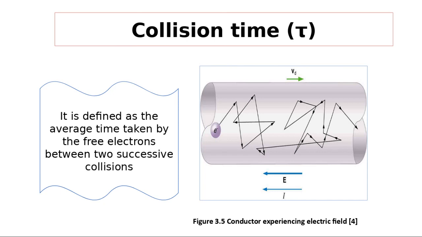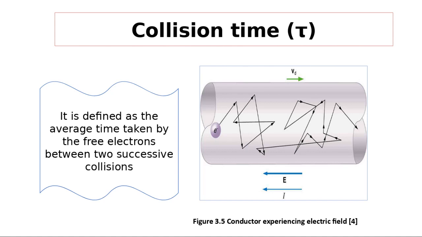Suppose one electron is colliding with another within 1 second, and maybe the second electron may not collide within 1 second, it can take less time or it can take more time. So these times are different for all the electrons, and if the times between successive collisions are different for all the electrons, we take the average time.